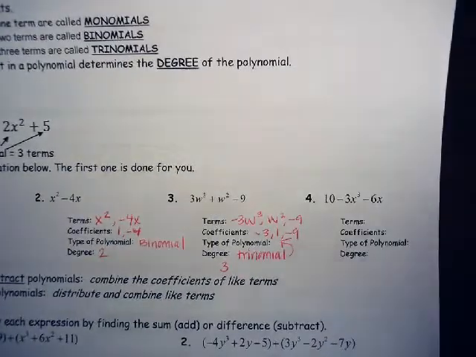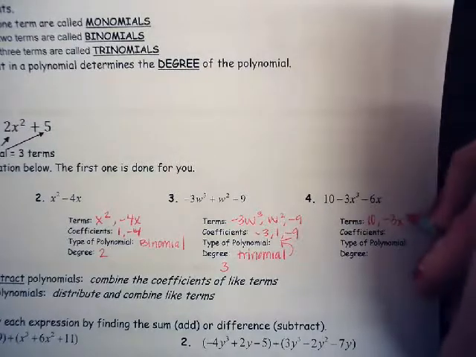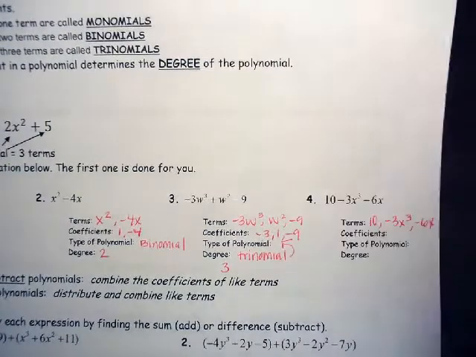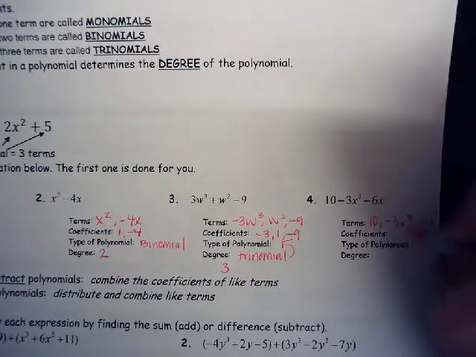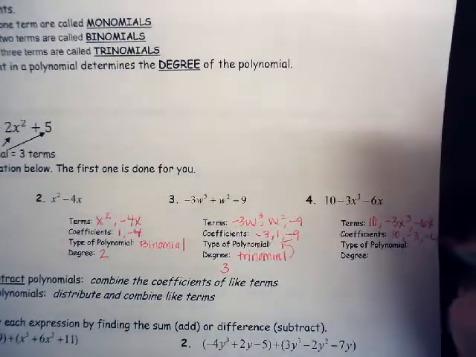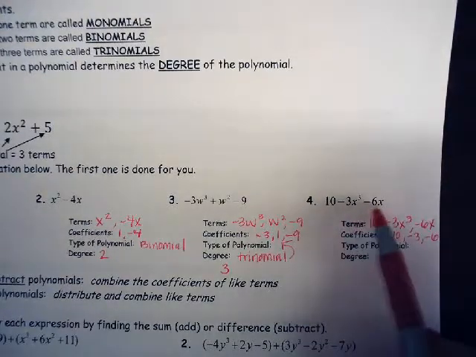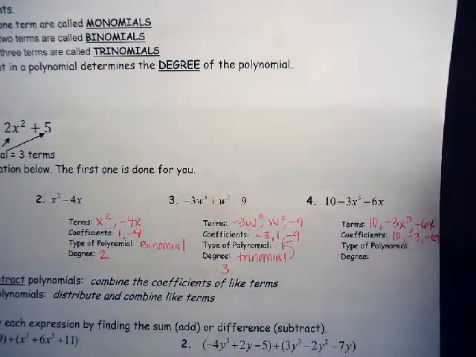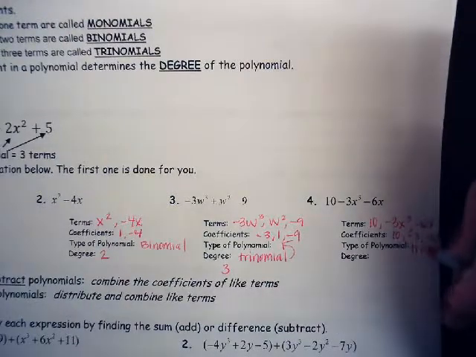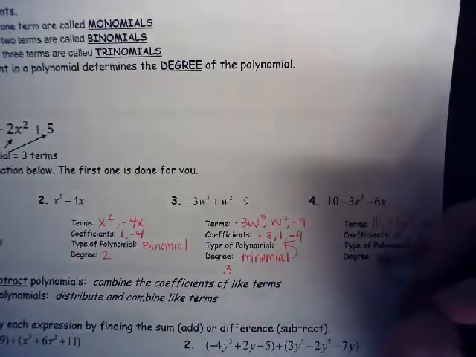Okay, last one. Terms. This one I would have 10, negative 3x cubed, and negative 6x are my terms. The coefficients would be 10, negative 3, and negative 6. The type of polynomial, I still have just 3 terms here. So this is a trinomial. I'm just going to put tri. And then the degree would be 3.